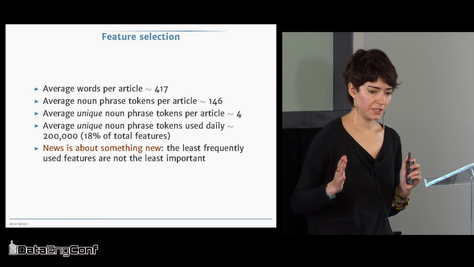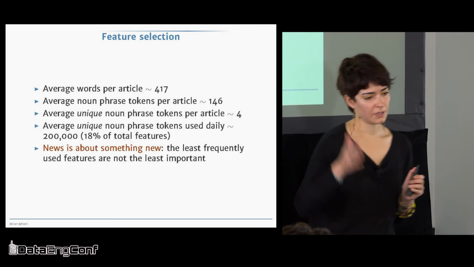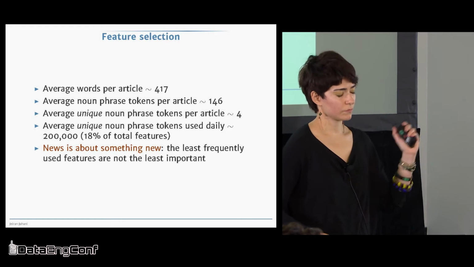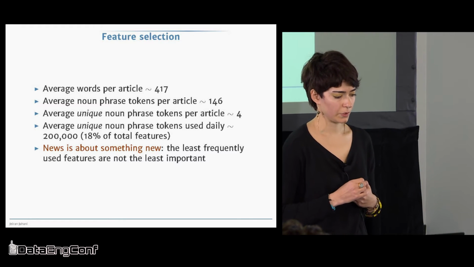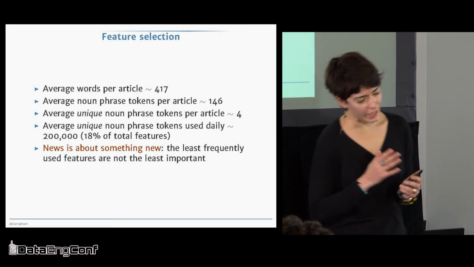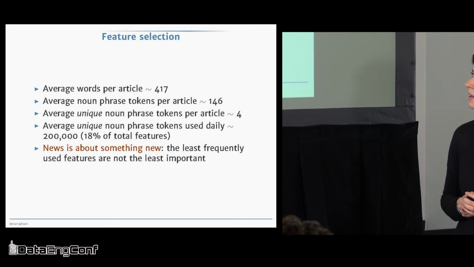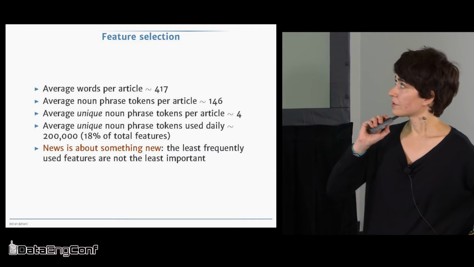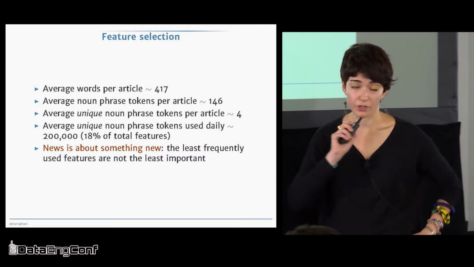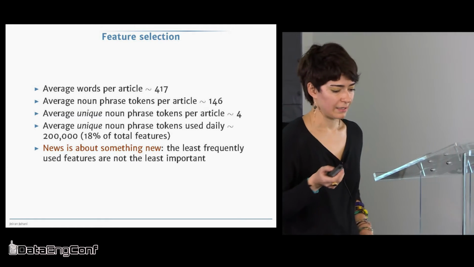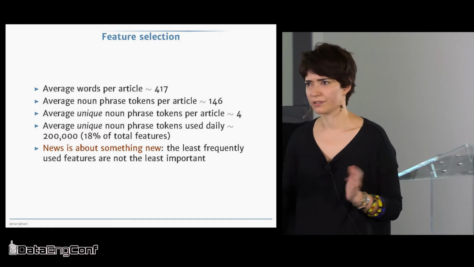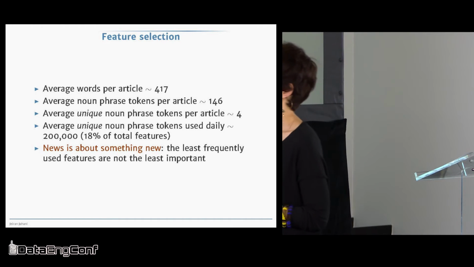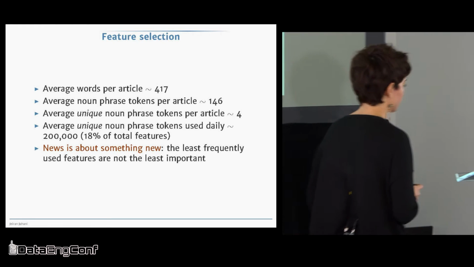And usually in NLP, what people do is that they trim off two ends of the spectrum, the tokens that appear too frequently and the tokens that appear the least frequently, right? And that's not what we want to do. We want to have some smarter way of selecting these features. And just some numbers, just to give you an idea. The average unique noun phrase tokens per article is about 4. And I said the dimensionality of our feature space is 1,500,000. And the average unique noun phrase tokens that are used daily is about 200,000. So it's a good case for feature selection, right?